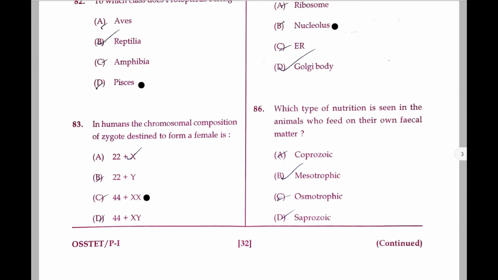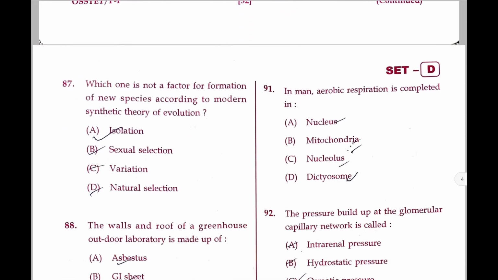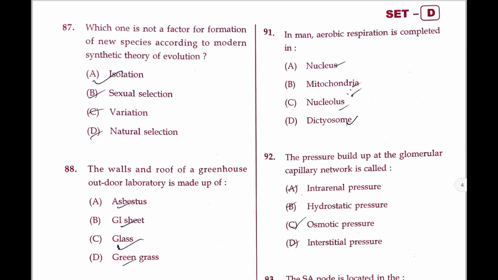Next, which type of nutrition is seen in animals that feed on their own fecal matter? The answer is coprozoic. Next, which one is not a factor for the formation of new species according to the modern synthetic theory of evolution? The answer is sexual selection. Next, the walls and the roof of a greenhouse outdoor laboratory are made up of dash. The answer is glass.